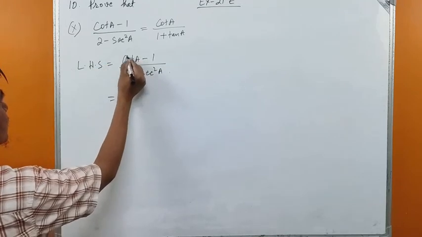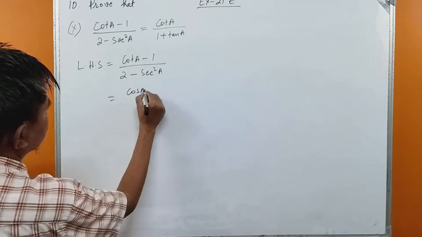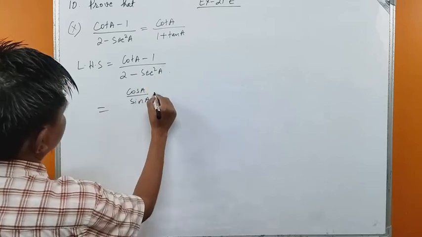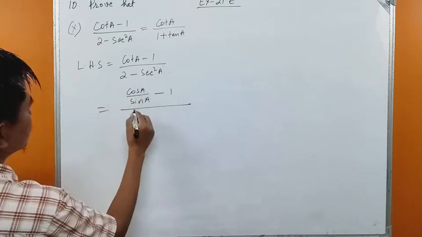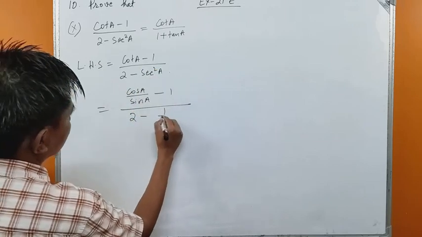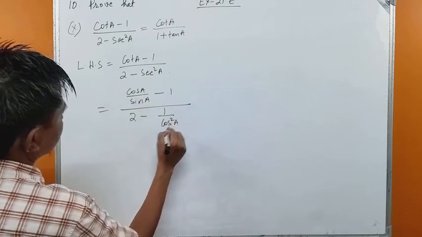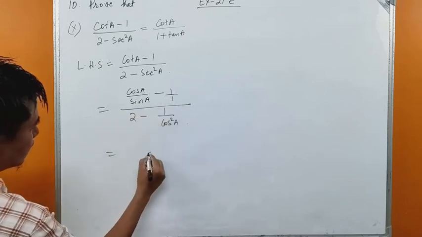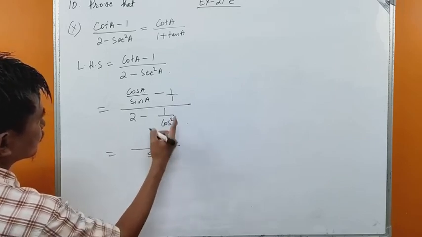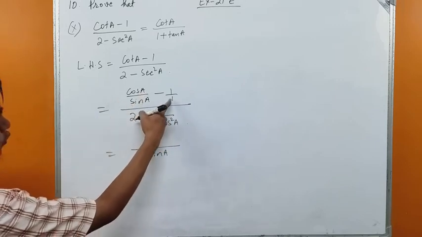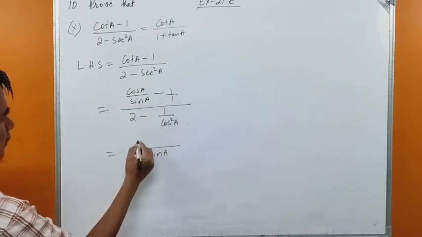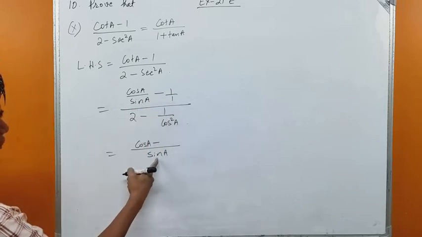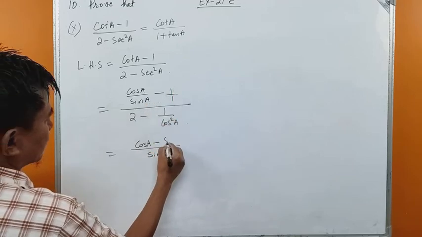So let's write this cot A as cos A by sin A. Cos A by sin A minus 1 whole upon 2 minus sec square A, 1 upon cos square A. So let's take the LCM of the denominators. Sin A into 1, sin A. So 1 into cos A, because sin A into 1 gives us sin A. So 1 into cos A minus 1 into sin A gives us this sin A. So sin A into 1, sin A.